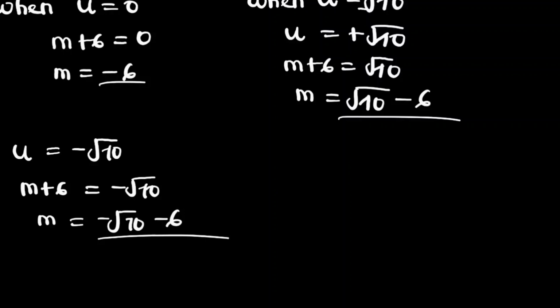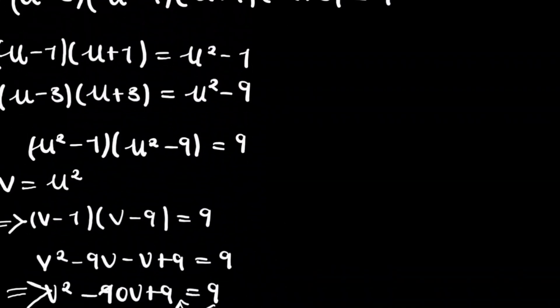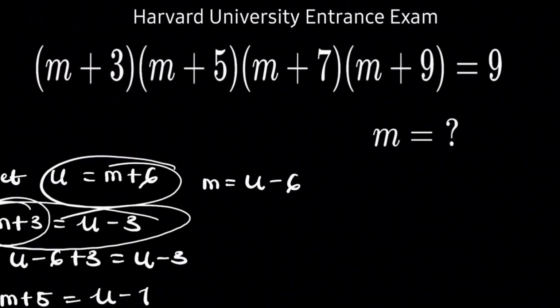So now m has three values, and if we doubt it, we can verify this by substituting everything into our original question, and it should give us 9. So that's all for this video, and thanks for watching.